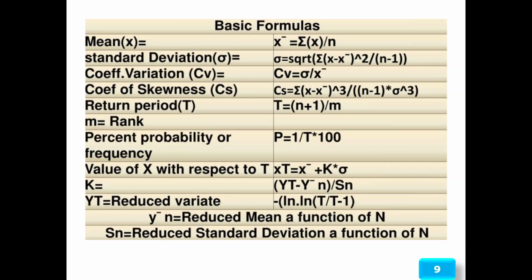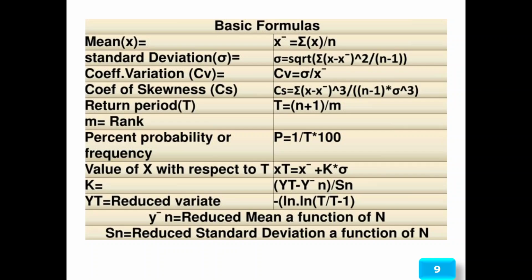The return period T is equal to (n plus 1) divided by m, where m is equal to the rank. The percent probability of frequency is equal to 1 divided by T into 100, where the value of x with respect to T, xT, is equal to x bar plus K into sigma. K is equal to (yT minus y bar n) divided by Sn. yT is the reduced variate, equal to minus ln ln (T divided by T minus 1). y bar n is the reduced mean, a function of n. Sn is the reduced standard deviation, a function of n.